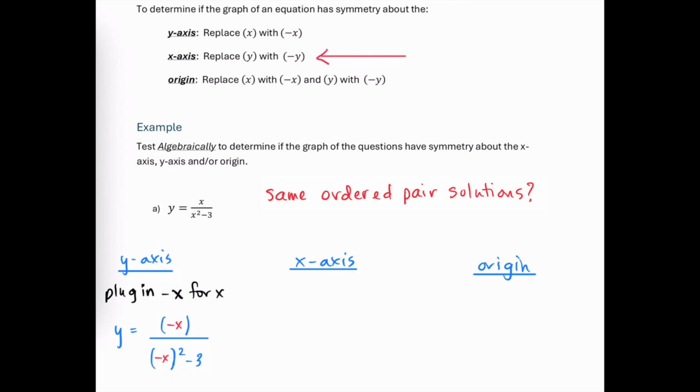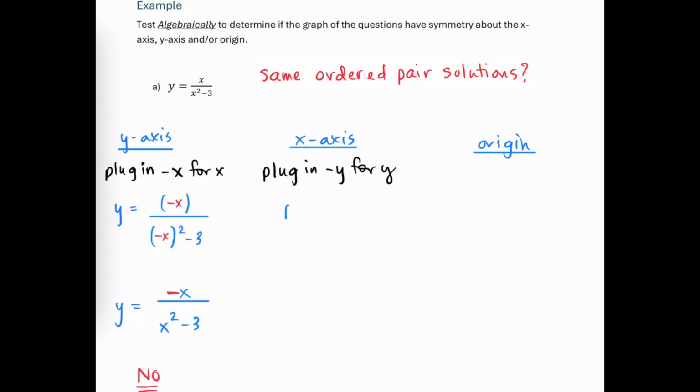Now let's test for symmetry over the x-axis. And to do that, we're going to plug in negative y for every y value in the equation. When we take this action of replacing y's with negative y's, what that does to the graph is it's going to flip the graph over the x-axis. So what we want to see here is once it's flipped, is it going to have the same collection of ordered pair solutions? Meaning, is the graph going to be the same after we flip it? That can be determined algebraically when we plug in negative y for all the y values.